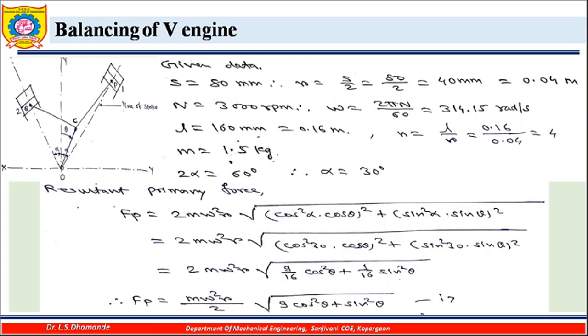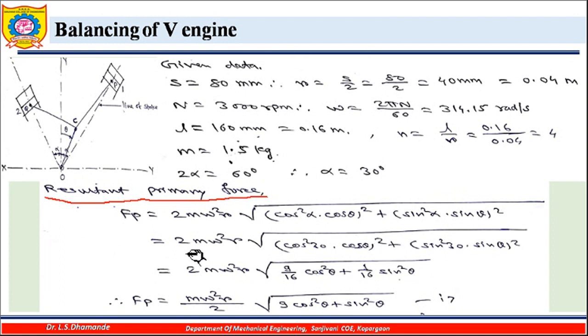So let us find out the result. We have the primary force now. We already have this equation with us, the result for primary force which we obtained in the previous presentation. So Fp is equal to 2 m omega square r into under root of cos square alpha into (cos theta) whole square plus, in another bracket, sin square alpha into (sin theta) whole square. So this whole is under root.